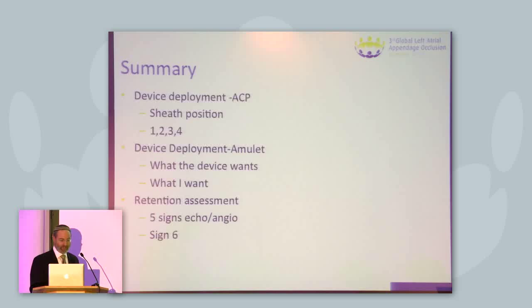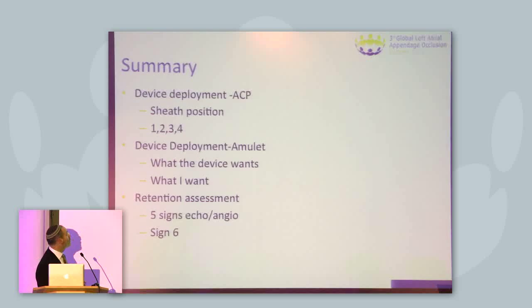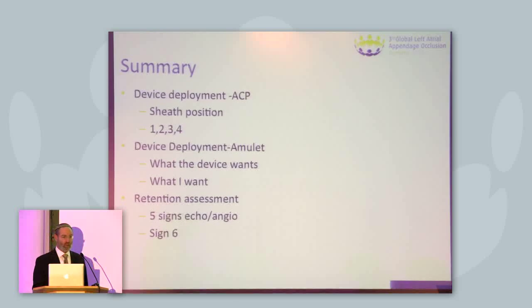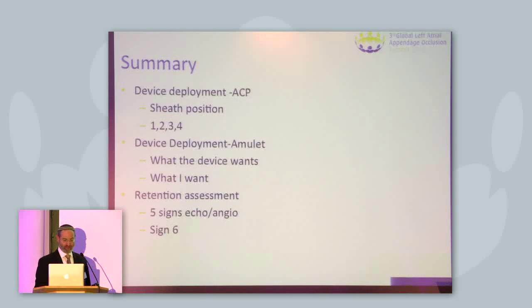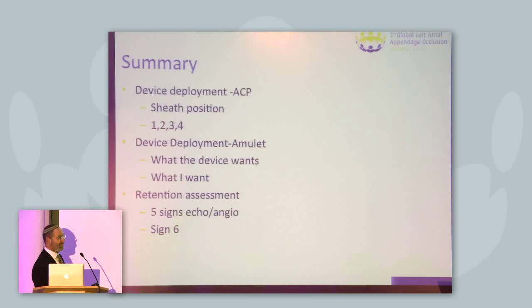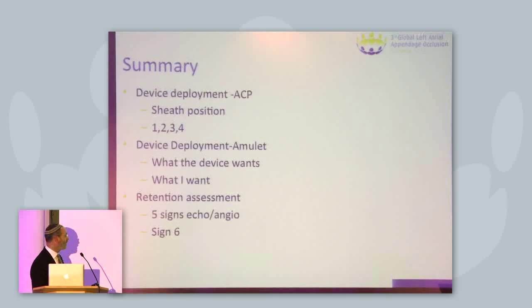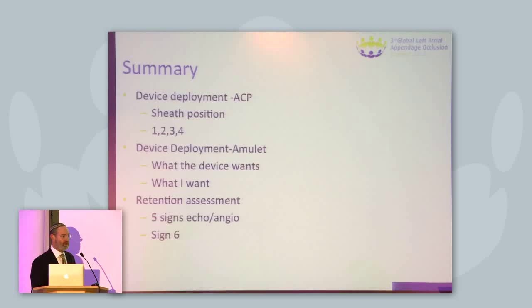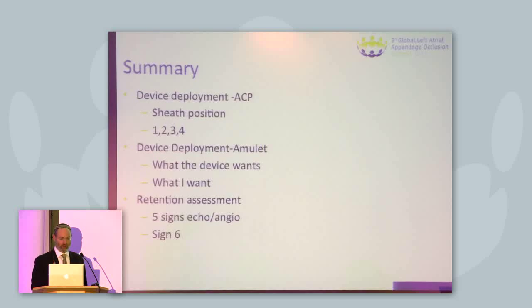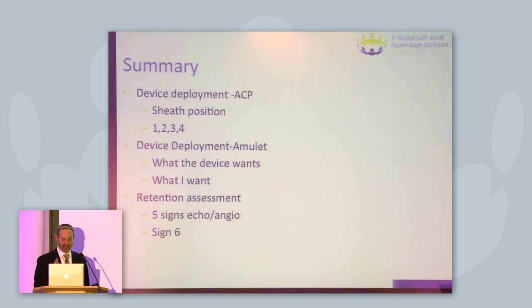In terms of device deployment, the ACP, sheath position, you should use the 1, 2, 3, 4 technique, the 4 signs, the 4 steps of deployment. And then with the Amulet, you need to decide what the device wants, and you need to decide what you want and try and get them to match. And then the retention system, you use 5 signs, confirm them both by echo and angio, and then sign number 6 as my latest advance to you today.